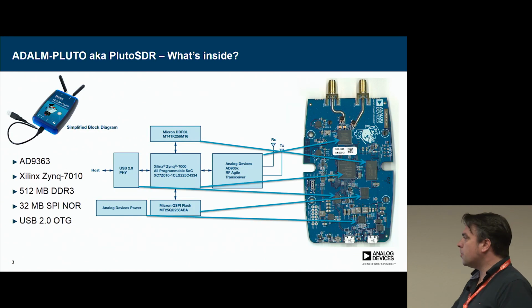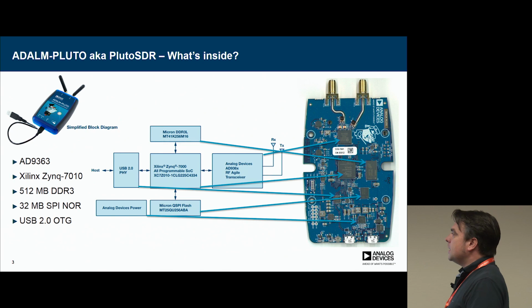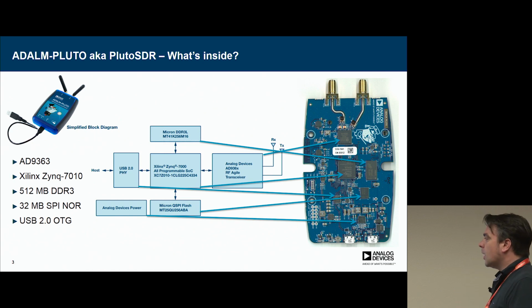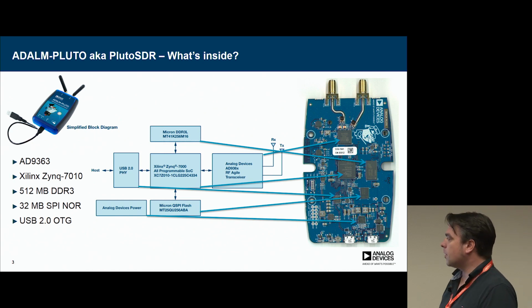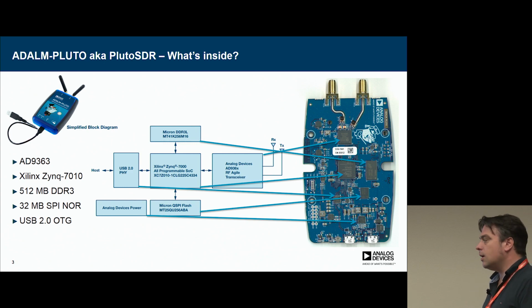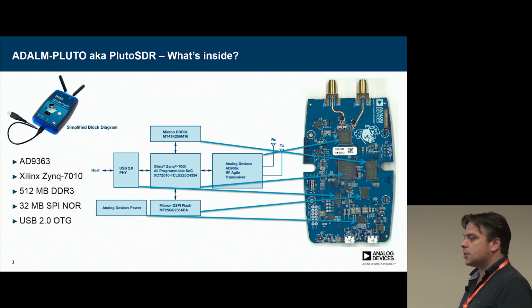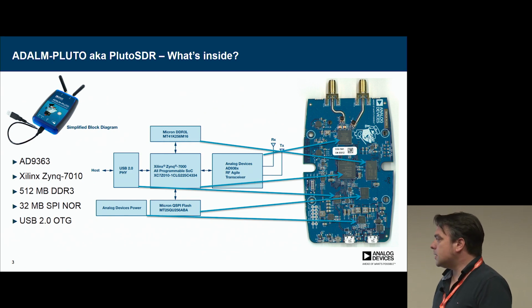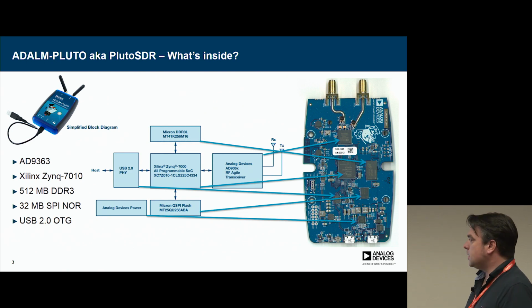So that's the Pluto. It's an Active Learning Module, also referred to as PlutoSDR. It's based on a Zynq 7000 FPGA with embedded ARM. It has 512 megabytes DDR3, 32 megabytes of SPI NOR flash, and a USB On-The-Go port. And it uses the Analog Devices AD9363 as the transceiver.